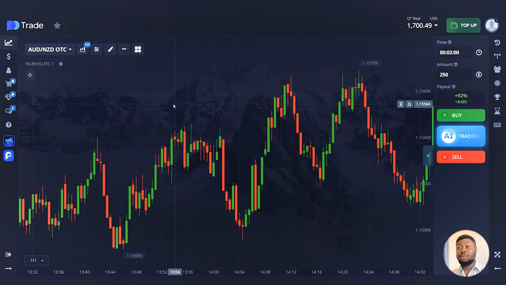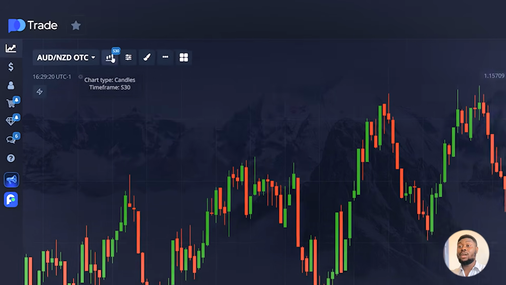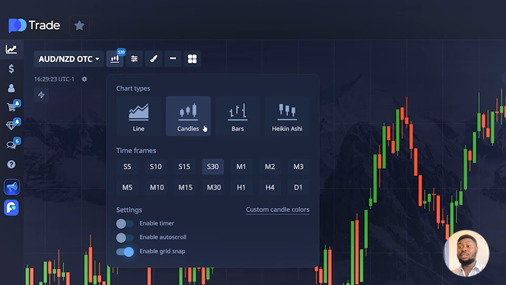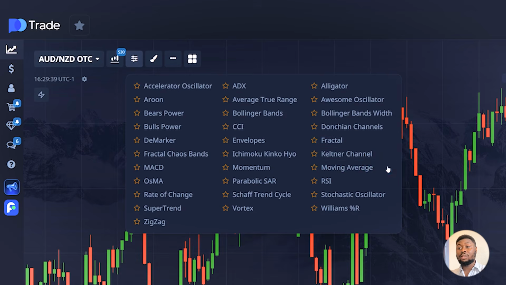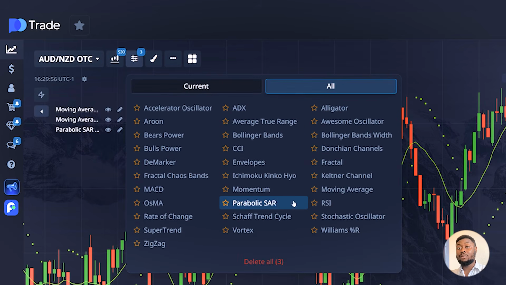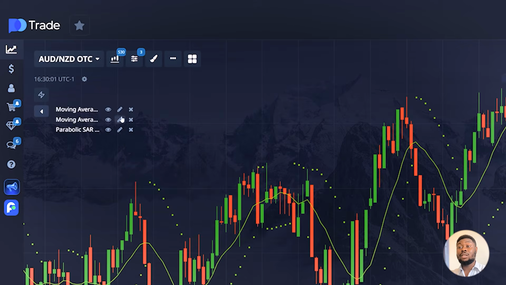they are higher. Before we start trading, let's quickly prepare the account for operation. I'll use the candle chart type, leaving the time frame at 30 seconds. I need quick candlesticks to correctly identify a trend change. Now let's open the indicator section and select the 2 moving average and parabolic SAR. Now you need to adjust the indicators.